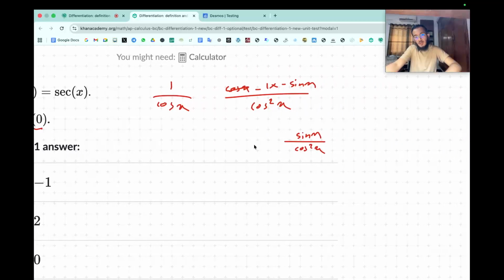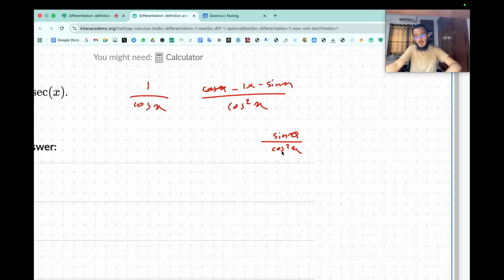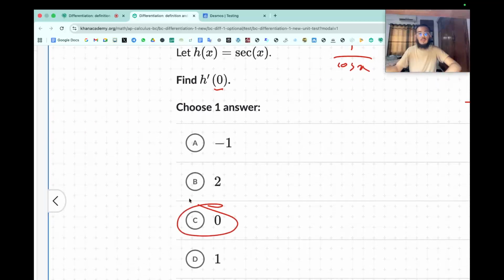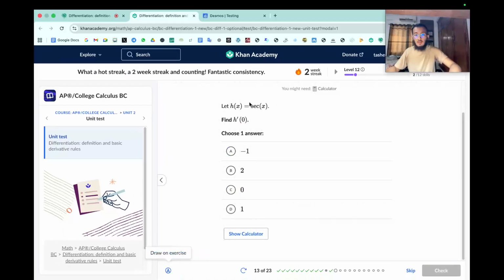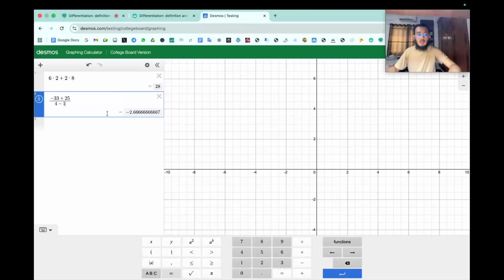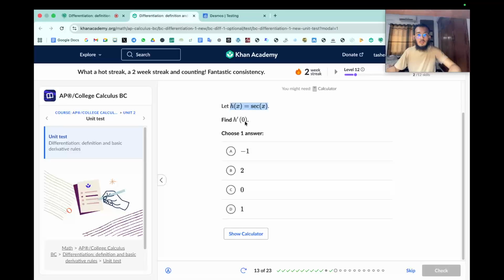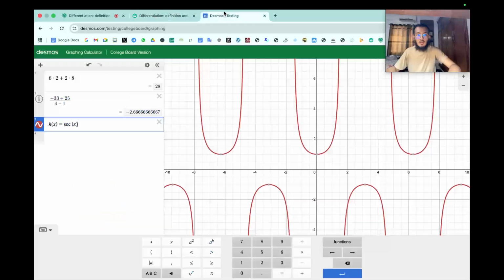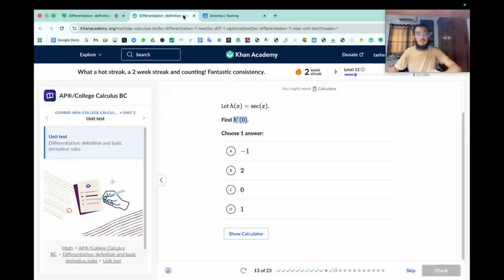And if you plug in 0 here, sine 0 is just 0. So 0 divided by anything is also 0. So this is our answer. But we want to check this. Let's see what Desmos gives. 0. Yep.